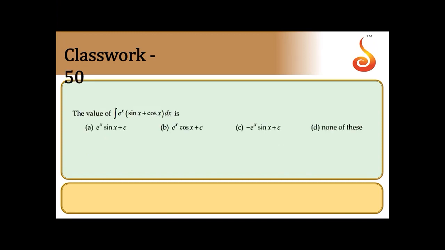Coming to the next one, e power x into sin x plus cos x. Of course, e power x into f of x plus f dash x, where sin x derivative is cos x, so the answer is the first option. Quite easy, of course. So the answer is the first option.